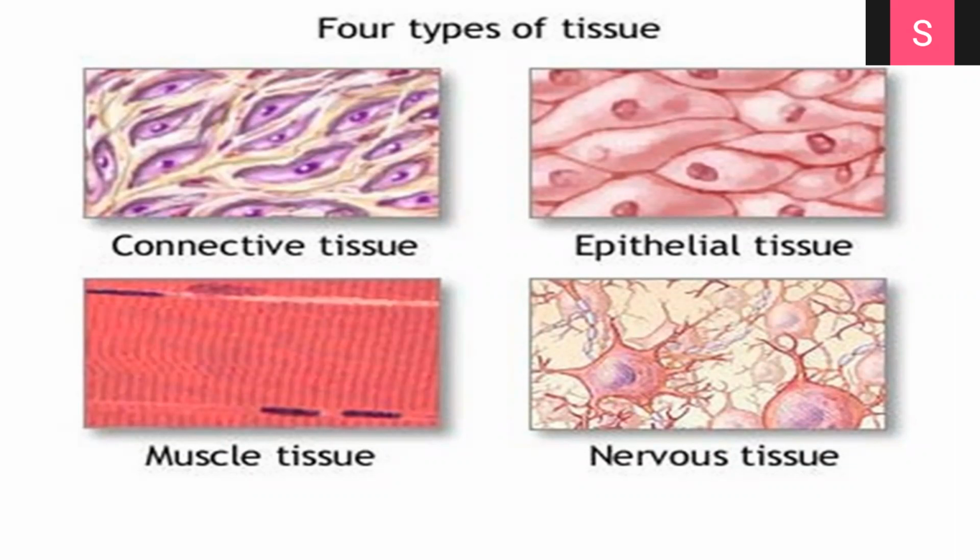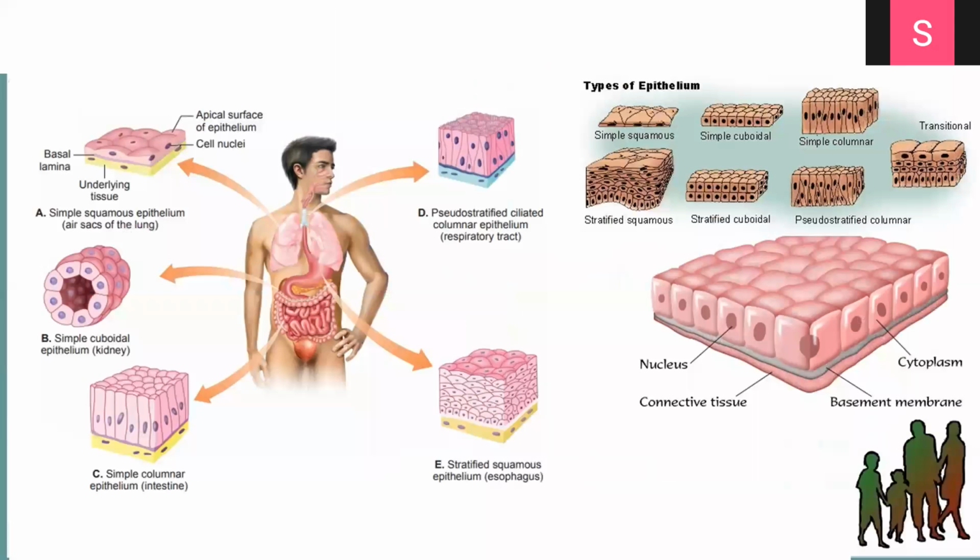Epithelial tissues are widespread throughout the body. They form the covering of all body surfaces, line body cavities and hollow organs, and are the major tissues in glands. They perform a variety of functions that include protection, secretion, absorption, filtration, and sensory reception.